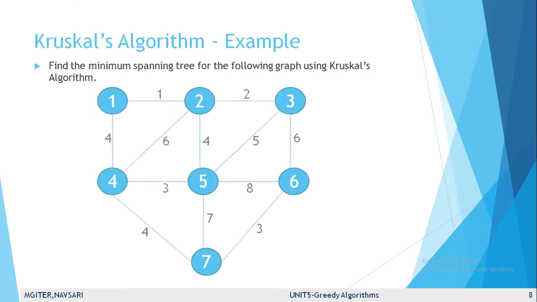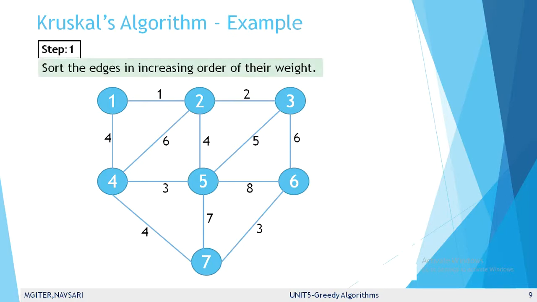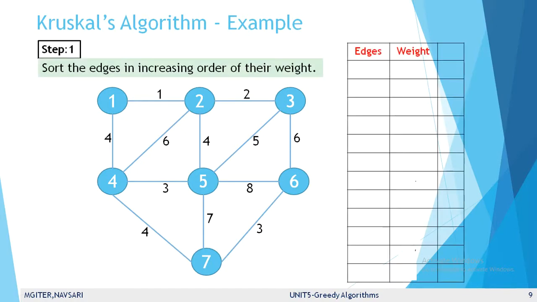Now here we see the example. Given a graph, find the minimum spanning tree with the help of Kruskal's algorithm. This is the given graph. First of all, we sort the edges in increasing order of their weight. Here, first we select 1 to 2 with a weight of 1, then 2 to 3 with a weight of 2, then 4 to 5 with the weight of 3, and then 6 to 7 with the weight of 3.